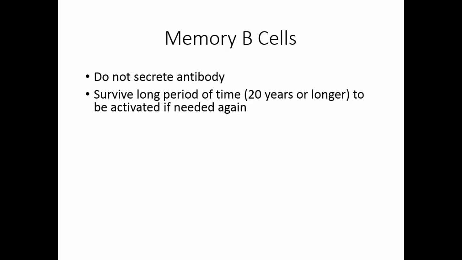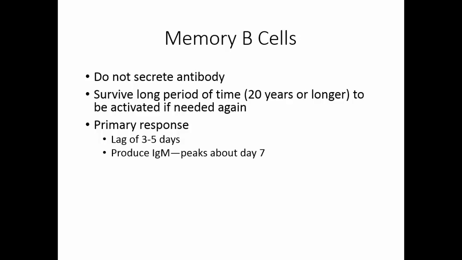Memory B cells do not secrete antibody, but they can survive long periods of time, 20 years or longer, and they can be activated again if needed. The primary response is a little bit slow. First of all, there's a lag time of about 3 to 5 days as we're finding the right T helper cell, converting it to the type II helper cell, finding the right B lymphocyte, doing all of that cloning. That takes a little bit of time.